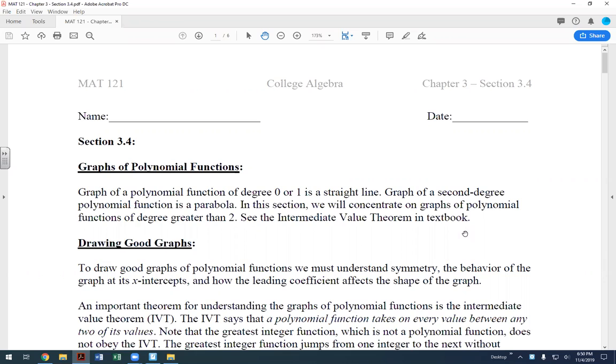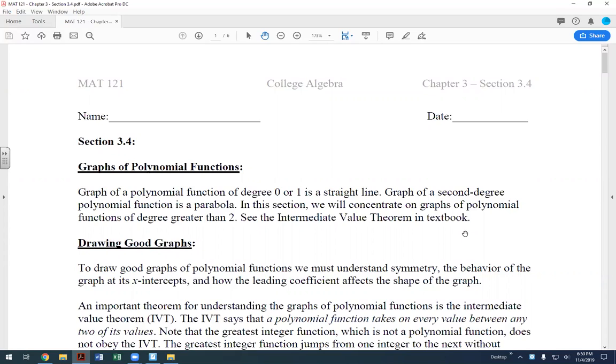So we should still be able to get close enough to what the shape of the graph looks like, but we're not going to get the exact shape as though you were using a graphing calculator or one of those to help you out. So how can we go about drawing these graphs for polynomial functions?